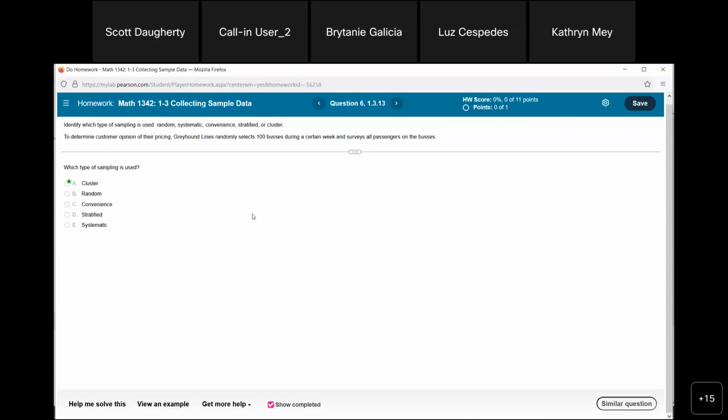All right, so in this case, the population consists of all customers of Greyhound Lines, which could be millions and millions of bus rides. And what they did is they only picked 100 of those. So the clusters here are the buses. They picked only 100 of those buses, but they surveyed everybody on those 100 buses. And so that's cluster sampling. Now, if they had picked one person from every bus in their fleet of buses, just one person from each bus, then that would be stratified sampling.